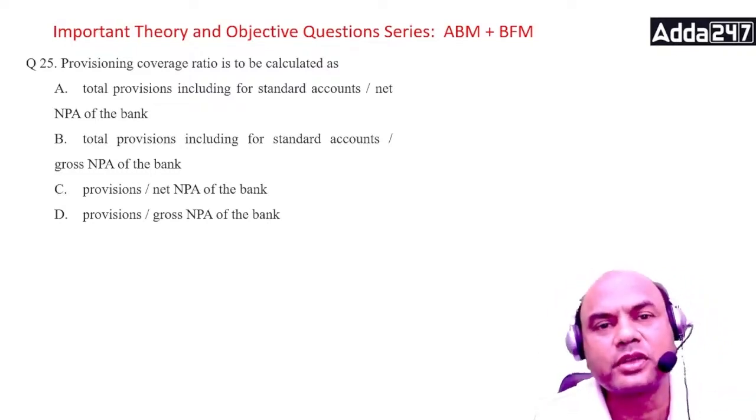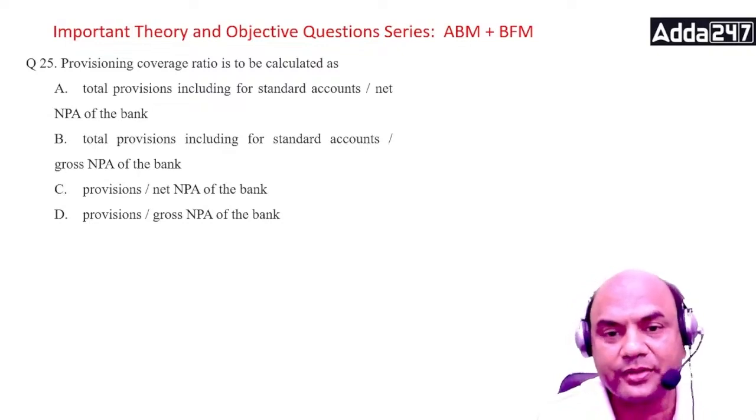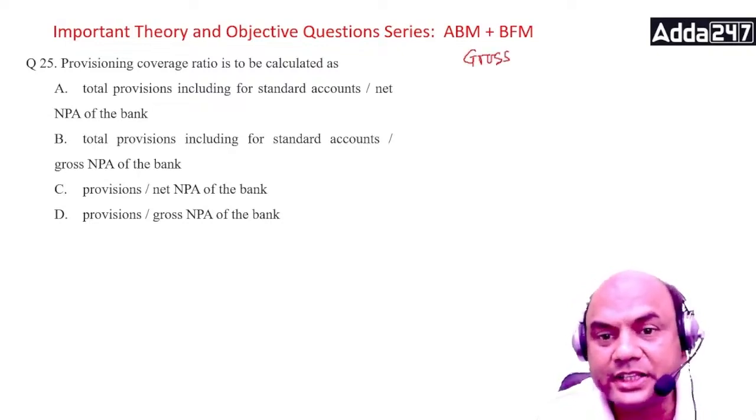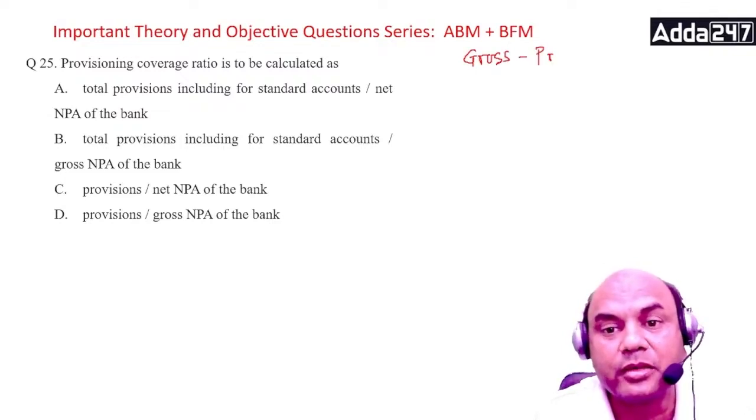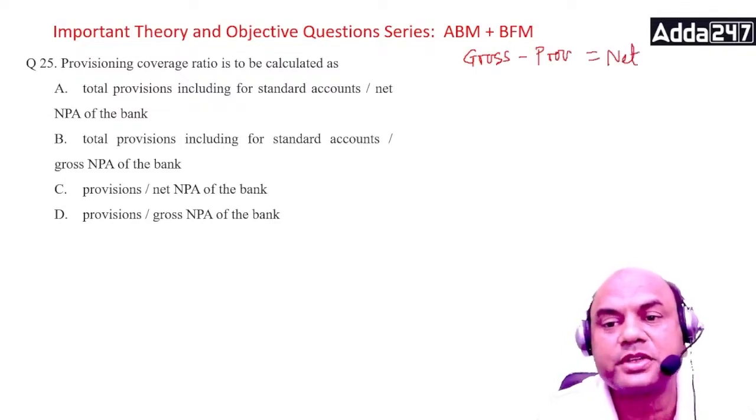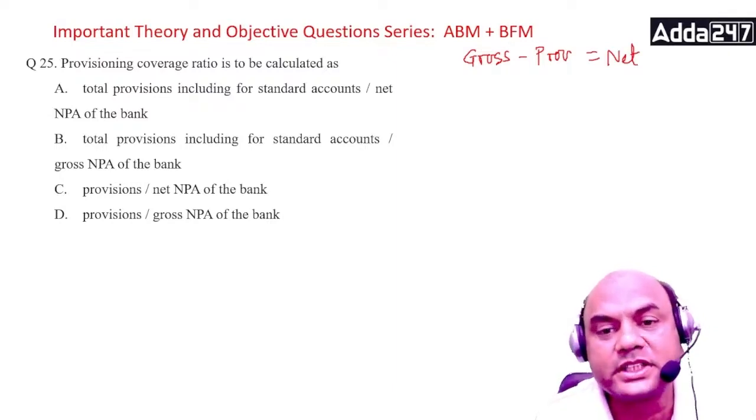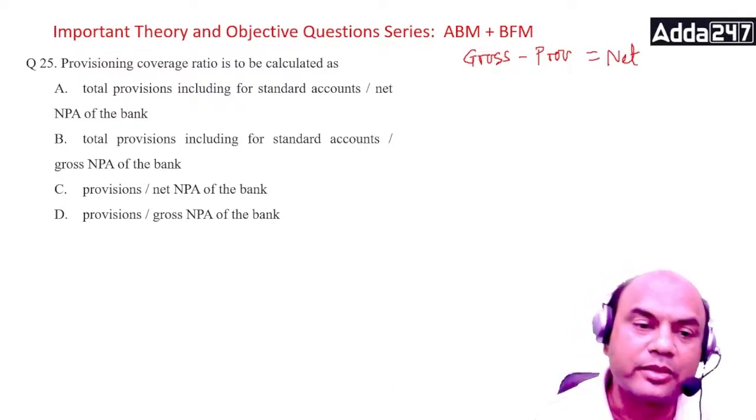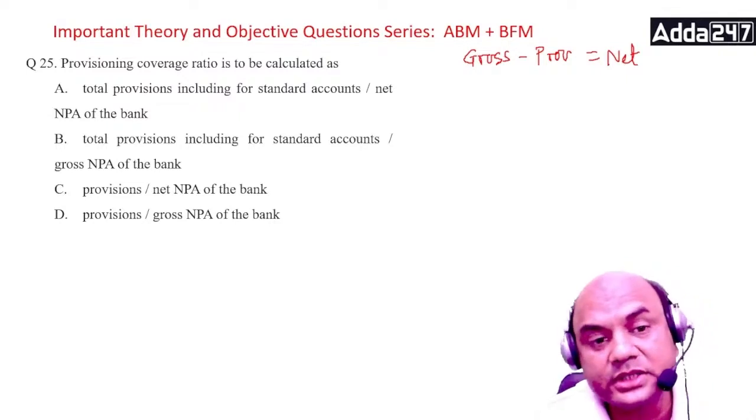Suppose if I tell you to classify between gross and net NPA. Gross NPA minus provision, remember this formula, minus provision equals to net NPA. This is a basic formula which you should remember. Gross NPA minus provision equals to net NPA. Okay, now you understand the question.